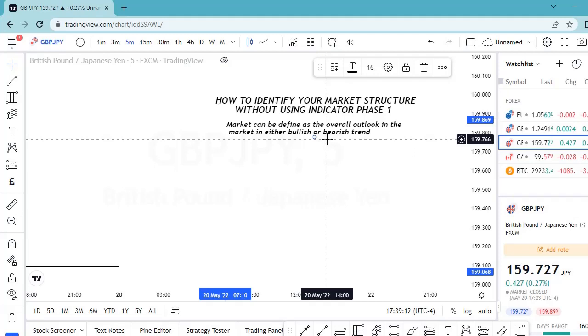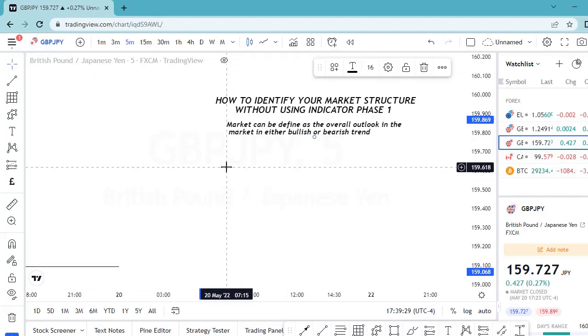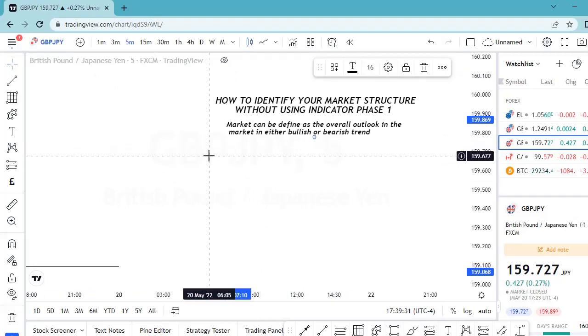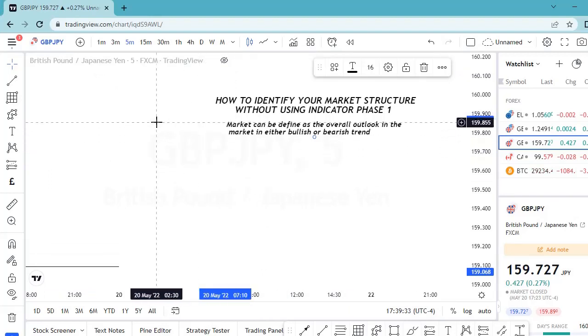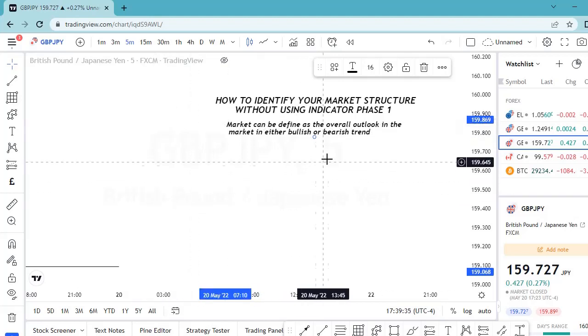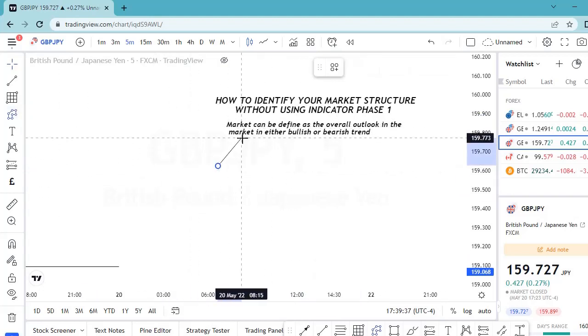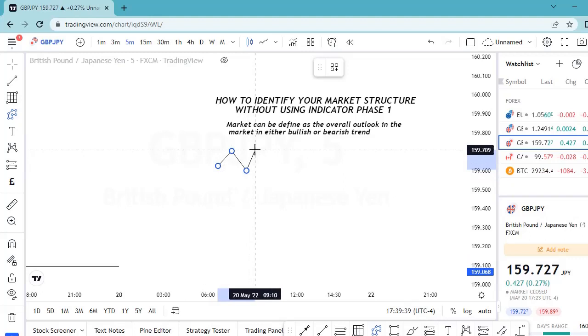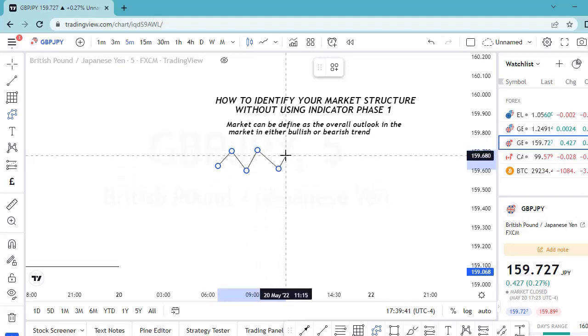Basically, for me, I have two types of market structure. The reason I say so is because the concept that I trade is smart money concept, so I don't know anything like a ranging market. But there are a lot of traders out there who will tell you we have three types of market structure, which includes the consolidation market. Some people call it consolidation, some call it sideways, some call it ranging market, right?